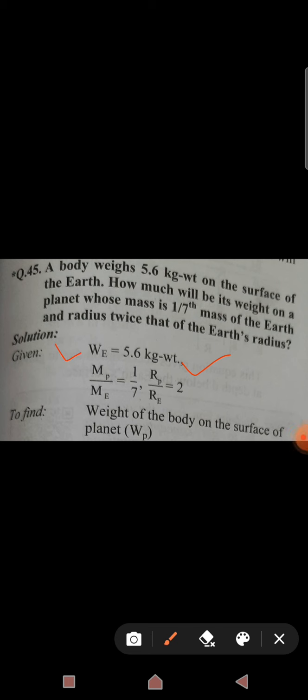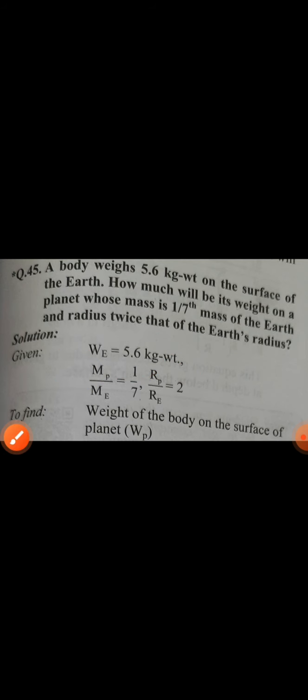So weight on the earth's surface is 5.6 kilogram weight. The ratio of the mass of planet to the mass of the earth is 1 by 7, and the ratio of the radius of planet to the radius of the earth is twice. So what do you have to find? The weight of the body on the surface of the planet. If this body is taken to the planet, what will be its weight? So this is the given information.